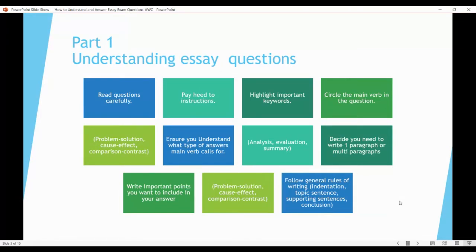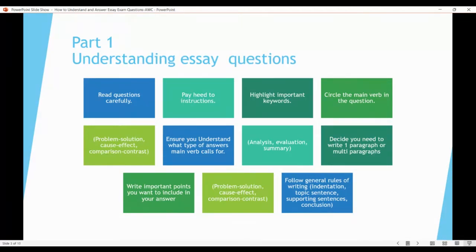You need to circle the main verb in the question, because it's the main verb that tells you what to do with this question. So you need to circle the main verb, because it could be about comparing, it could be about analyzing, evaluating. Yeah. So you need to really pay attention to the verb used in the question. It's extremely important. If you miss it, you miss everything later on.